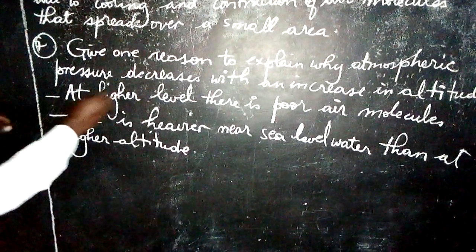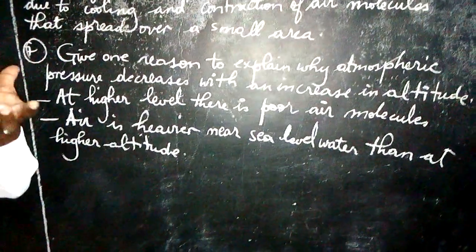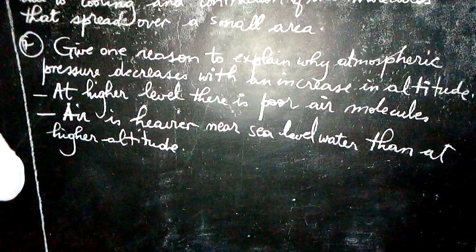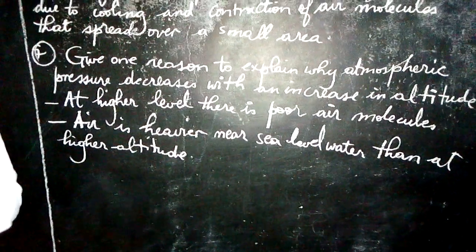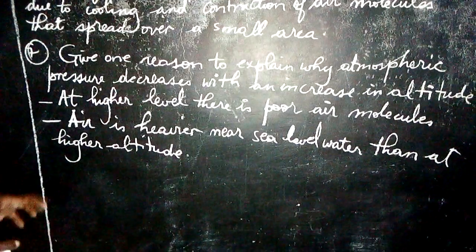Point number 1: at the higher level there are fewer air molecules, meaning that since the higher level has fewer molecules, this will result in low pressure at the top of the hills or in the highlands.